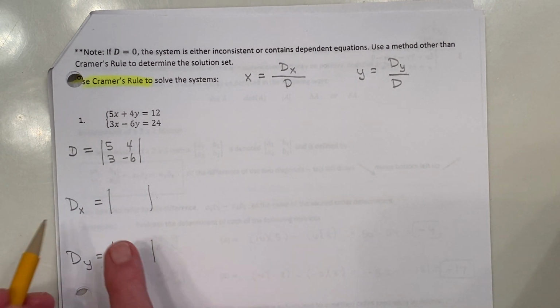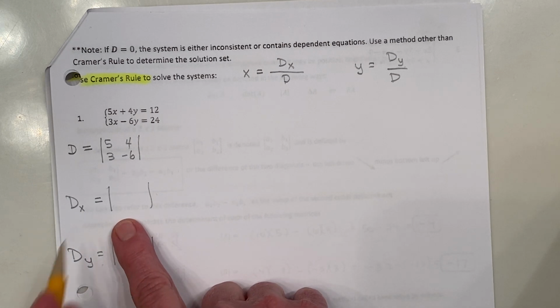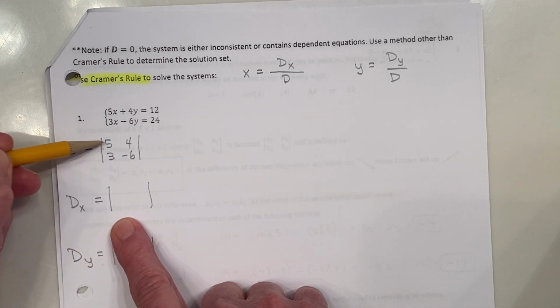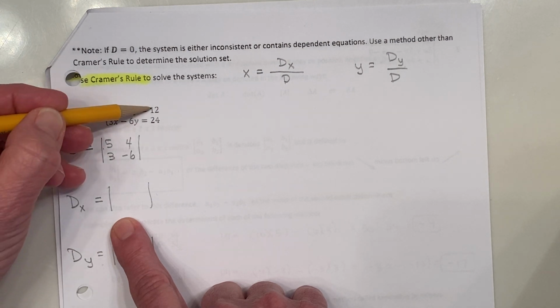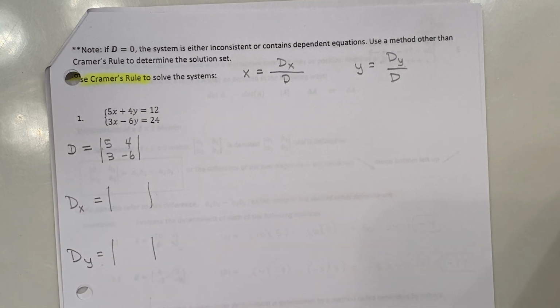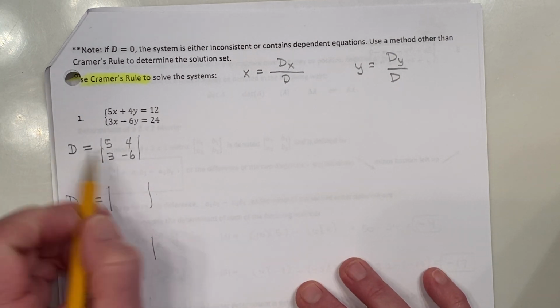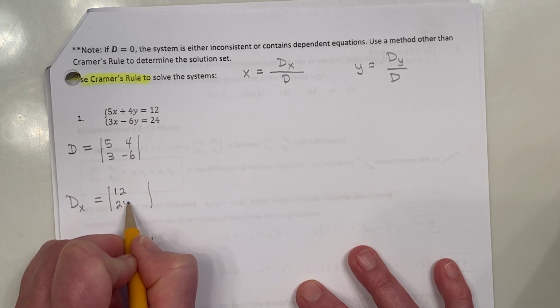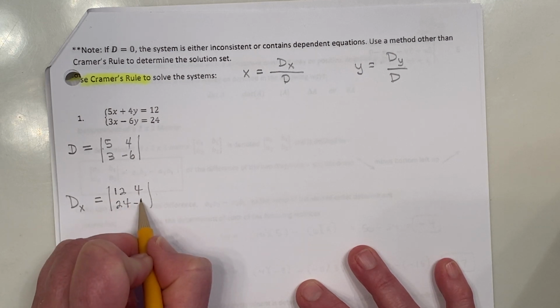It's good to look at them together. Okay, it told us on the other page that we're going to replace the x coefficients in the D matrix, that's this one. We're going to replace 5 and 3 with the constants 12 and 24. So if you see an x here, that's what you're replacing up here in the D determinant. So 5 and 3 become 12 and 24, but we leave the y coefficients.